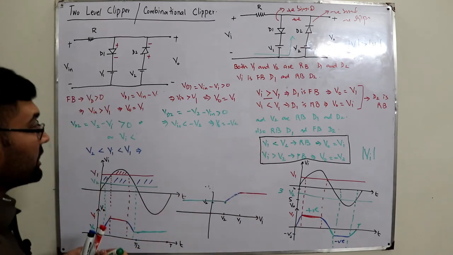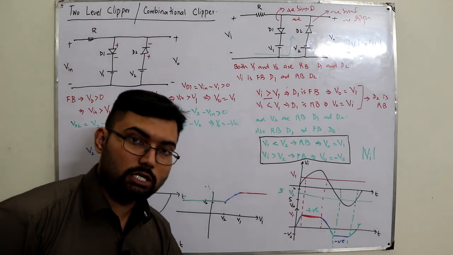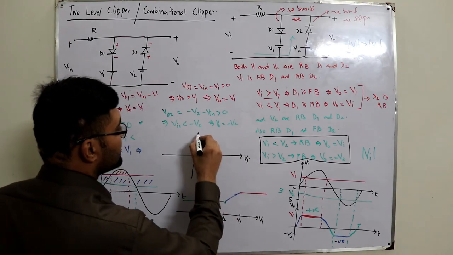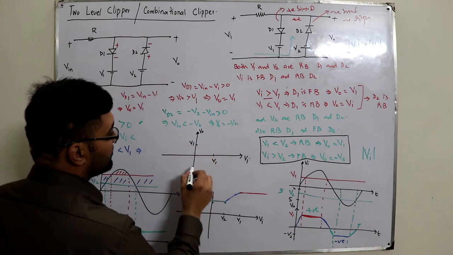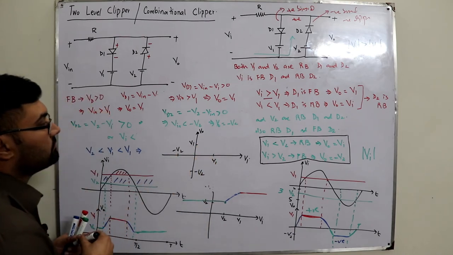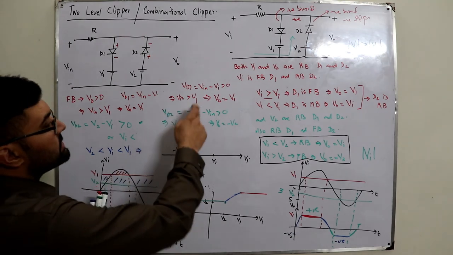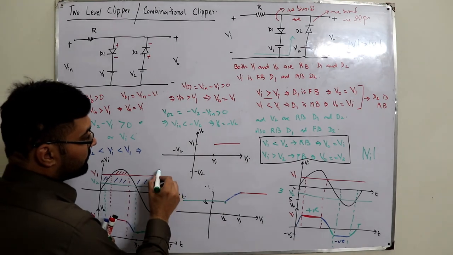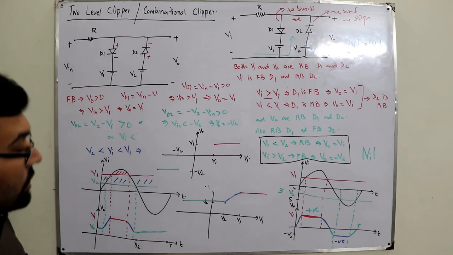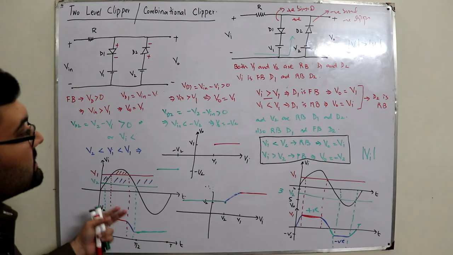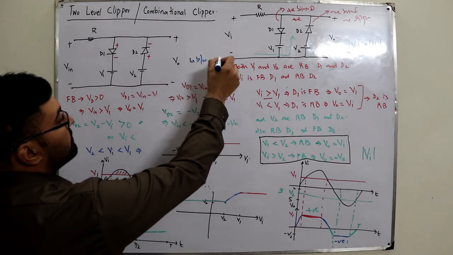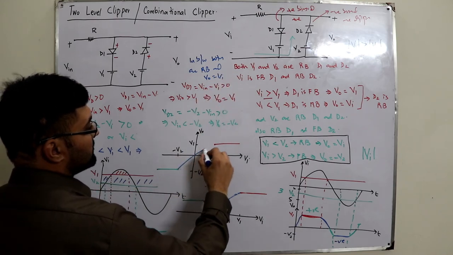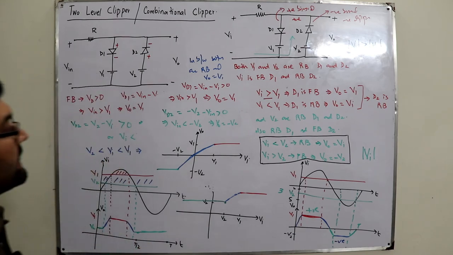If you do it in this particular fashion, you find that drawing the output waveform is easy, and the transfer characteristics can also be drawn directly. This is my input voltage, this is my output. V1 is a positive value, and this is minus V2. When the input is greater than V1, the output is equal to V1. When the input is less than minus V2, the output is equal to minus V2. And in between the two, both diodes would be reverse biased and the output is simply equal to the input. So this is the transfer characteristic of this circuit, and I hope it is clear.